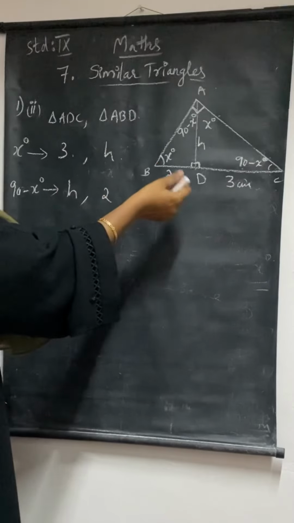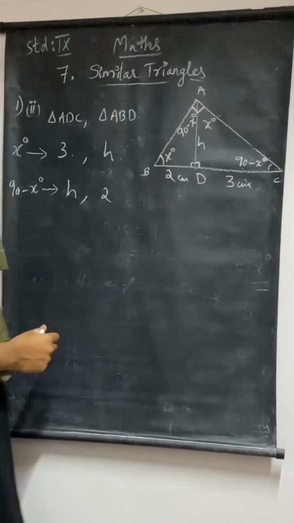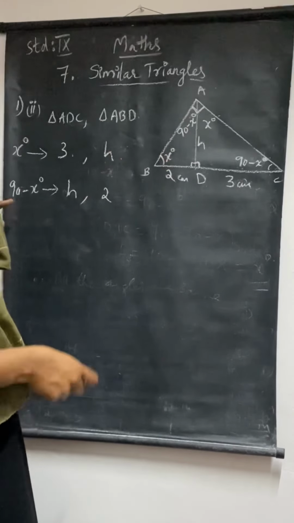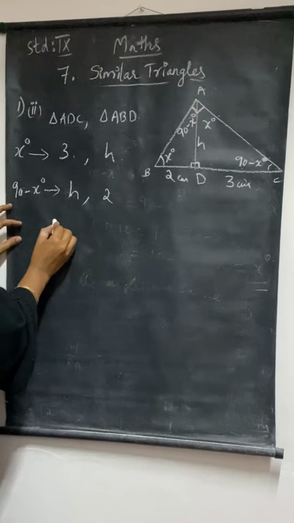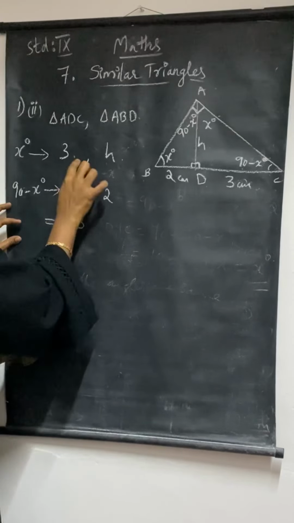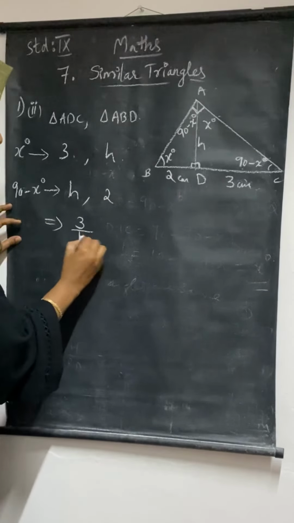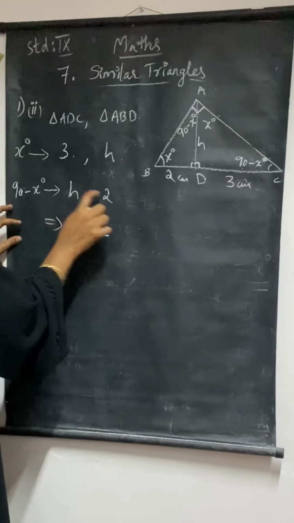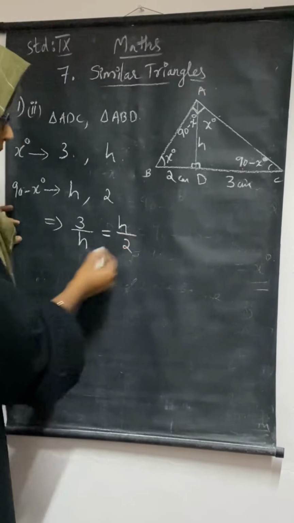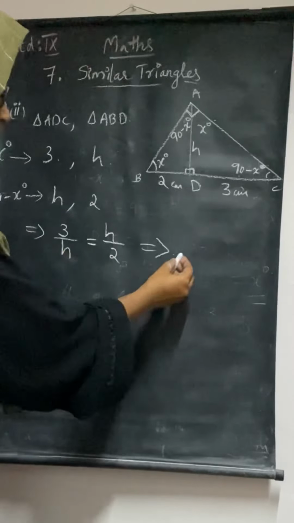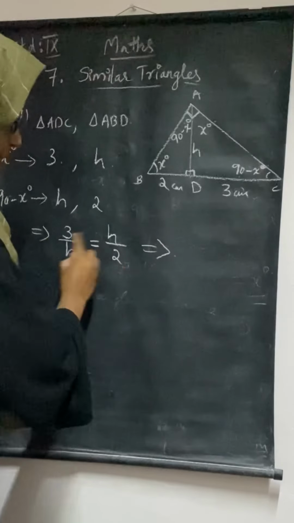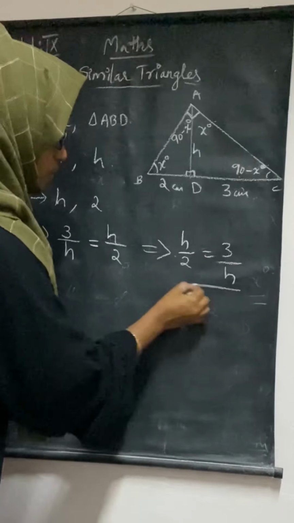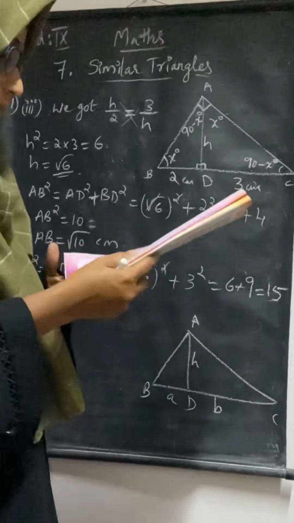So that means it is a similar triangle because equal angles have opposite sides in the same ratio. Now 3 and h you got, so we can write 3 by h is equal to h by 2, same ratio. In a proof, just change places: h by 2 is equal to 3 by h. So both are the same.